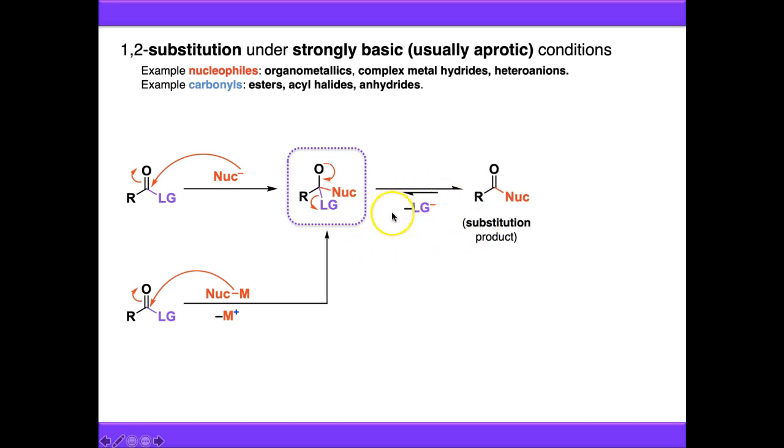What makes it a good leaving group is the fact that it's a nice stable anion, so things like chloride and acetate and that sort of thing will obviously get eliminated from the molecule. And what we've then got is our substitution product, where we've started out with our leaving group attached and we've substituted it for the nucleophile, but we've gone via a tetrahedral intermediate.